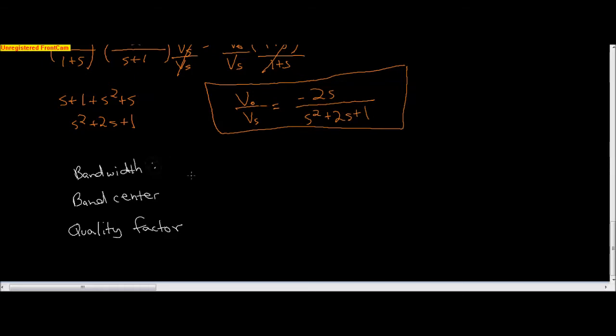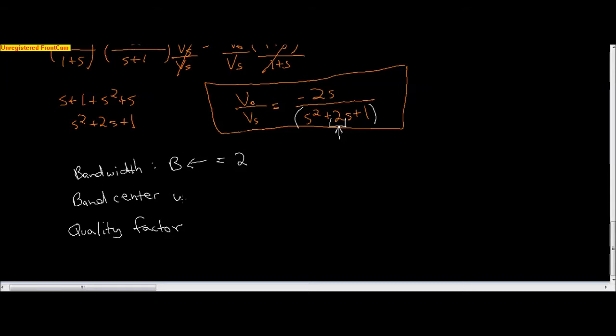So the bandwidth, B, is always going to equal the constant in front of S. When you have a polynomial down here, your bandwidth is going to be this number. So the bandwidth equals 2.